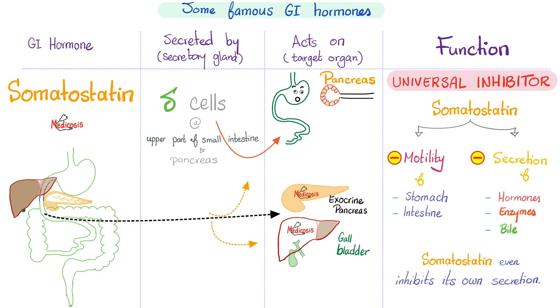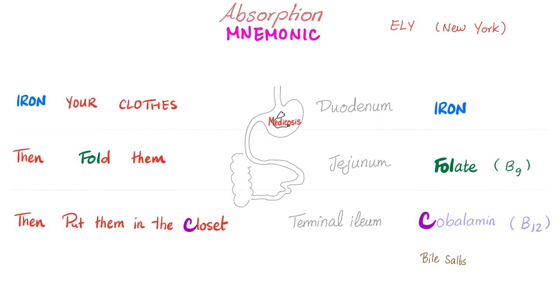Don't forget that somatostatin is a universal inhibitor. It inhibits everything. It even inhibits its own secretion. Now let's talk about a wonderful mnemonic, thanks to Ellie from New York. First, you iron your clothes. Then you fold them, then you put them in the closet. These are the steps of absorption.